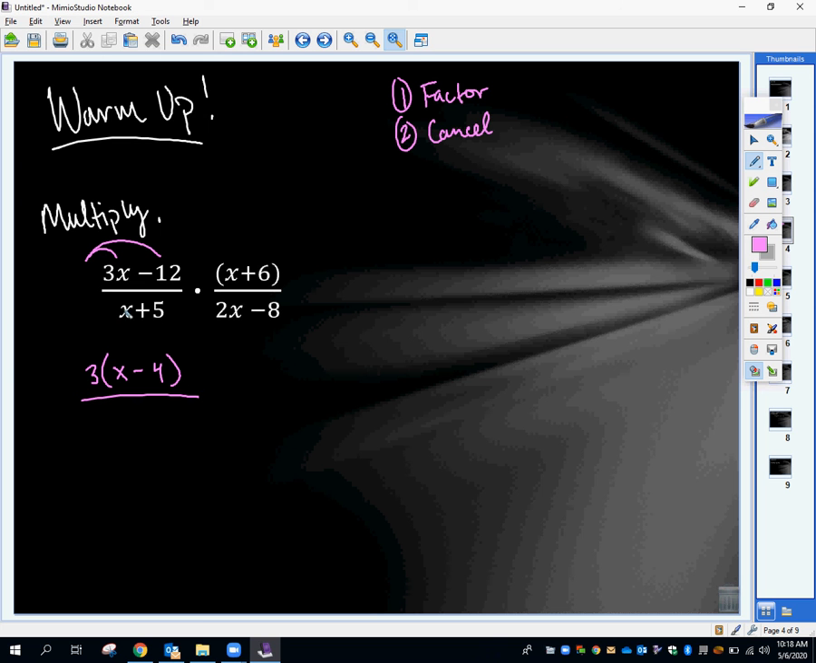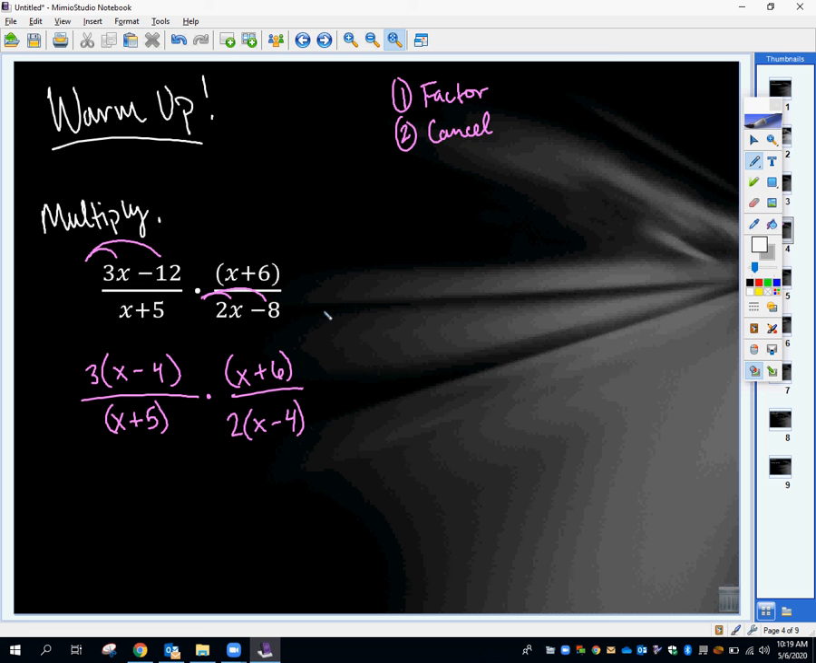Underneath, x plus 5, they don't have anything in common. So that's its own expression, right? And then we have x plus 6, same thing. Can't do anything there. But 2x minus 8, they do have a number in common, and that number would be 2. So we'd get x minus 4.